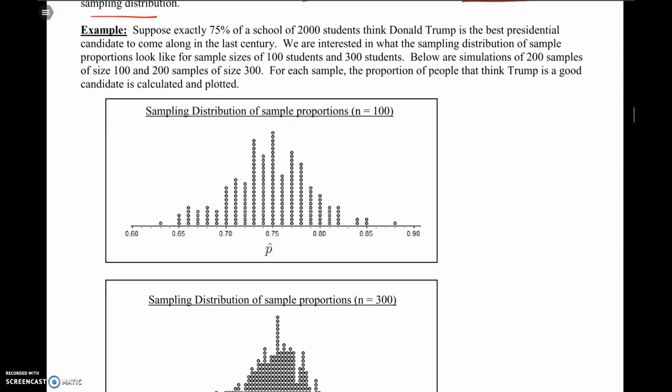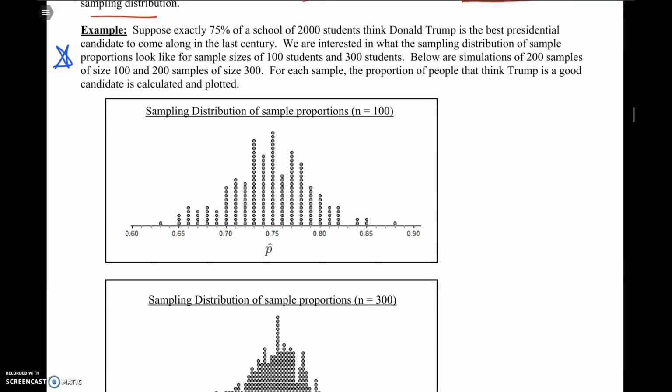Suppose exactly 75% of a school of 2,000 students think Donald Trump is the best presidential candidate to come along in the last century. By the way, I apologize for the tone of this. It sounds a little bit sarcastic, but this was an example that I used like 3 years ago when Donald Trump had just announced his candidacy and people thought it was kind of a bit of a ridiculous thing, or they didn't think that he would actually become president. So don't read too much into that, please.